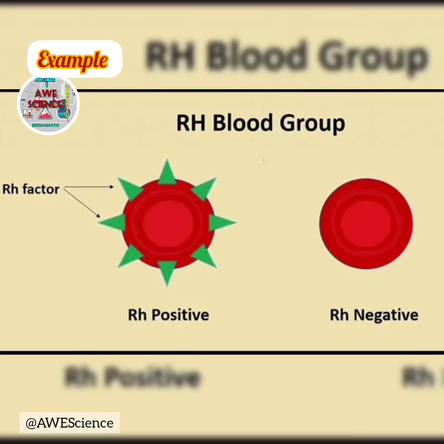Over here we have the RH blood group. We have two red blood cells. On the first red blood cell, we have green color antigens or proteins present on the surface of the RBC, and on the other RBC, we don't have any green color triangles or antigens present. So the first one, the cell on which the green color triangles are present, is RH positive, whereas the other one is RH negative.